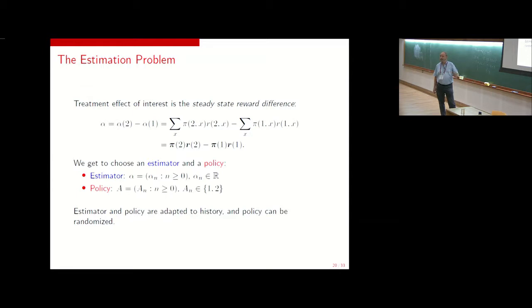I have a history up to time n. I have to make a decision about whether I continue using, let's say, treatment 1, or whether I switch over to treatment 2. So at every time, I make a decision about which treatment I'm going to use in the next time period. So those are the An's. The An's are either 1 or 2.